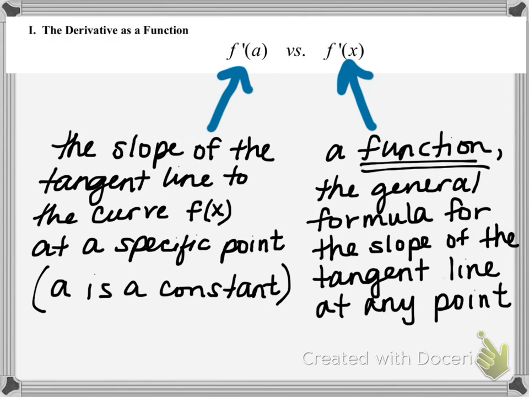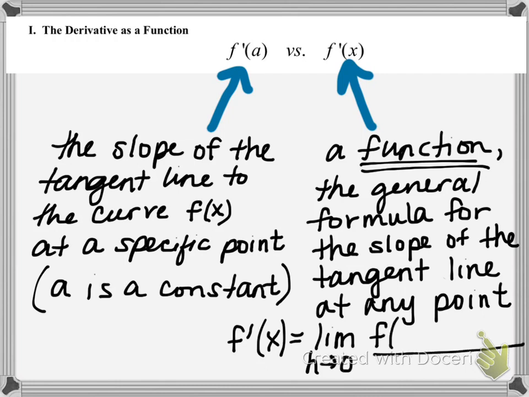So if we're asked to compute f prime of x formally, then we know we can go back to our old limit definition, and we can do the limit as h approaches 0 of f of x plus h minus f of x, all divided by h, which will give us that derivative function.